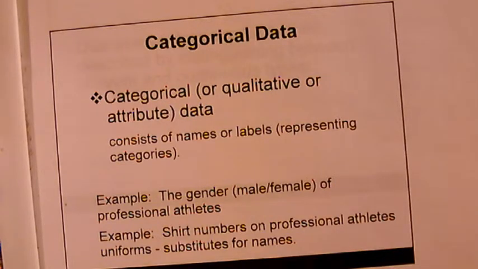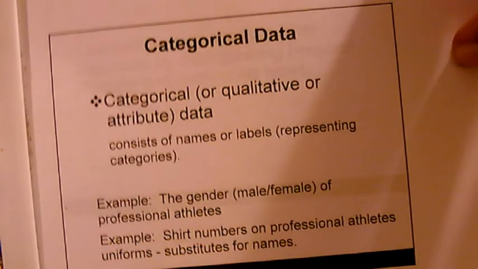Also, your student ID number is considered to be categorical data because that identifies who you are. Also, Social Security numbers are another example of categorical data. Student ID numbers and Social Security numbers may have numbers in them, but that doesn't necessarily make them quantitative data. It's called categorical data.